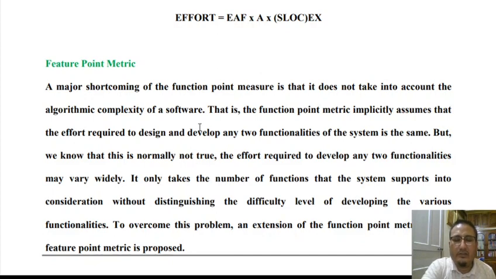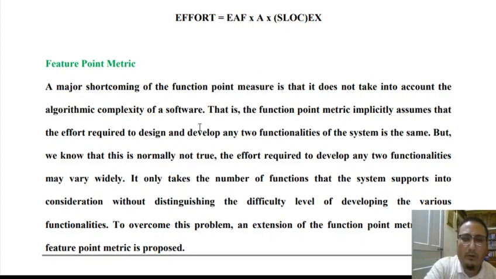In feature point matrix, for estimating the unadjusted function point count, instead of 5 parameters, we'll have 6 parameters, out of which algorithmic complexity is one additional parameter. So we'll have number of user inputs, number of user outputs, number of enquiries, number of logical files, number of external interfaces, and algorithmic complexity as an additional parameter in comparison to function point matrix.